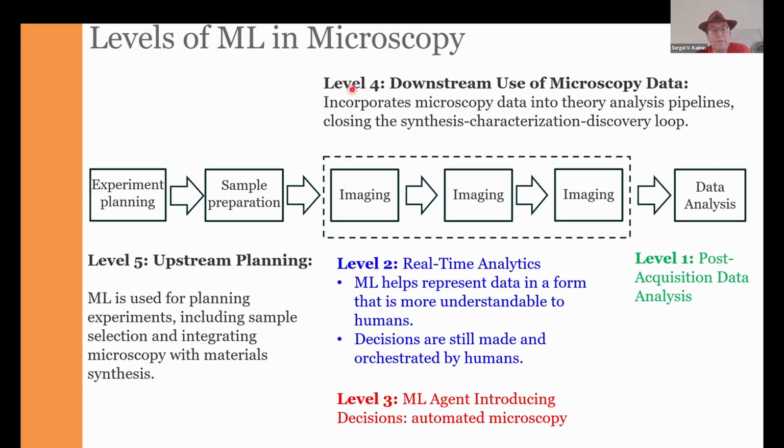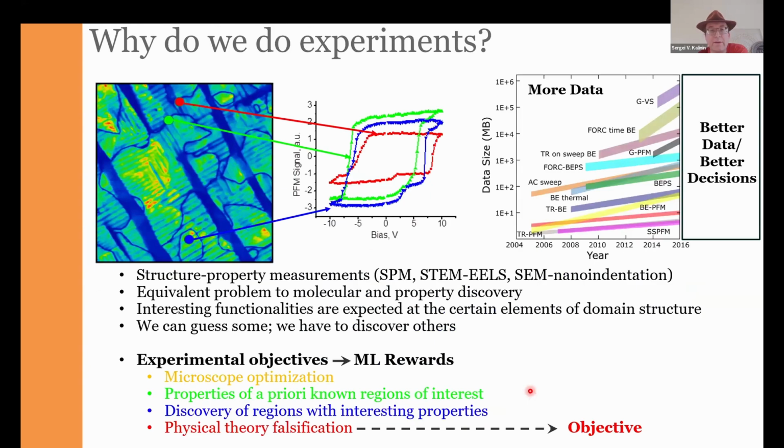Levels 4 and 5 are how we connect microscopy data to general physics, how we incorporate it in the theory analysis pipeline. And level 5 is upstream planning, so the instrument basically tells the synthesis robot what next sample to make. But let's talk about level 3 today, because this is something that we feel we understand reasonably well.